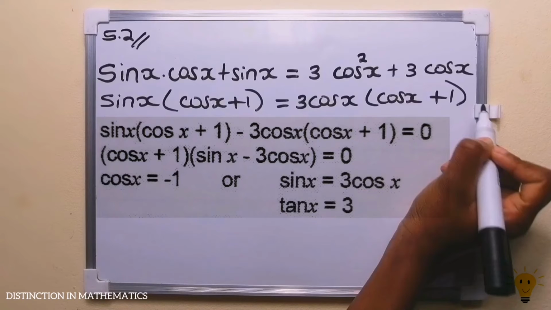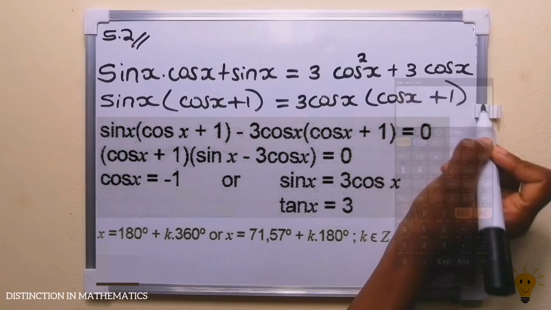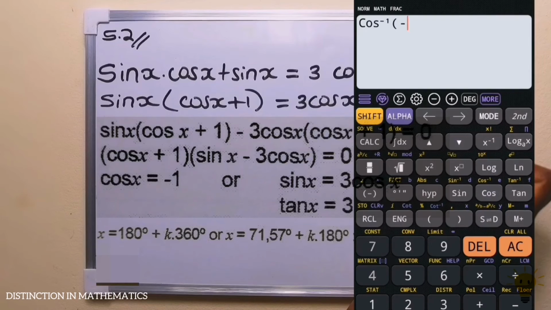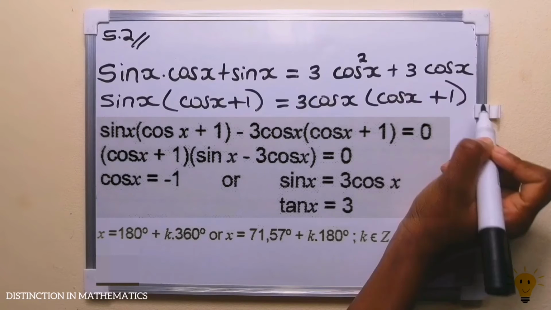And now this makes it easy for us to prove that we have a value of cos x, which is minus 1, and the value of tan x, which is 3. You also need to write your x value, so when you type shift cos minus 1 on your calculator, you get 180 degrees plus k times 360 degrees, where k is an element of integers.